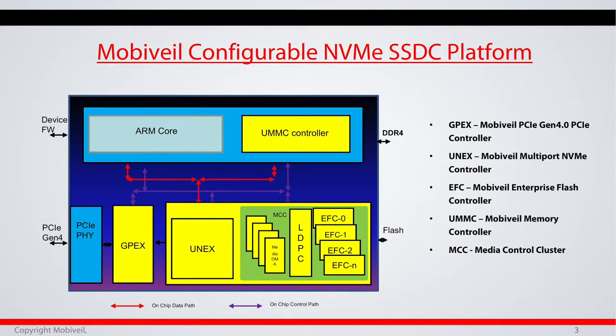This is the block diagram of SSD platform. The blocks you see in the yellow are the Mobiveil's components. Essentially, it has a PCI Express interface, Gen 4. It has got a PCI Express controller, GPEX, NVMe controller, UNEX. Then we have what we call the media control cluster. It is again a data path, which essentially has the ECC as well as the flash channel controllers. And then UMMC is a DDR controller, and ARM, of course, we are using the hard macro, the HPS, which is available in the FPGA. And we have the data path as well as the control path in this solution.